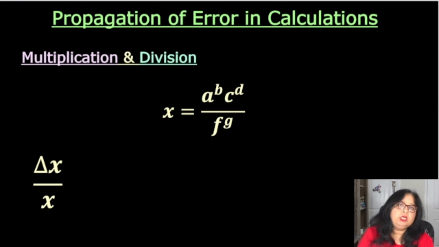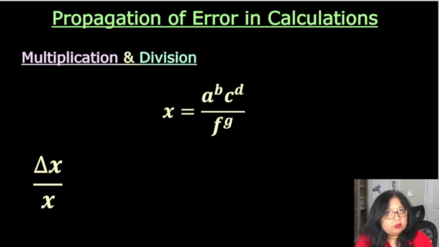So far, the multiplication and division that we looked at did not have any powers involved. But in general, we could have powers, multiplication and division, all kinds of things at play. So x equals a to the power b times c to the power d over f to the power g. And my goal is to find the uncertainty or error in x, which is delta x. How do I do that?